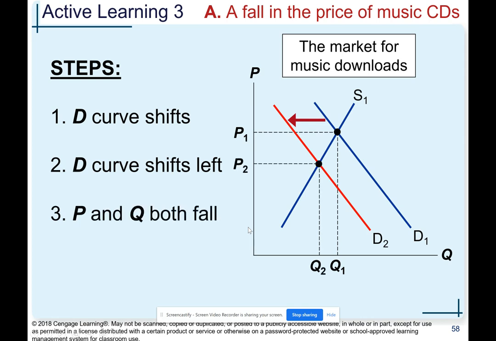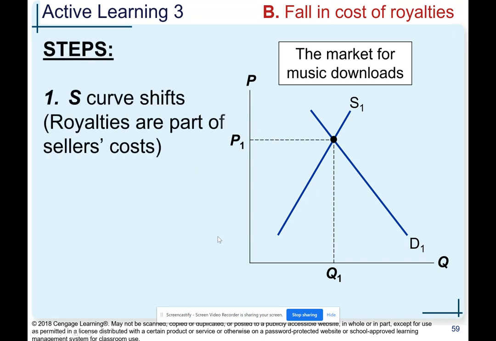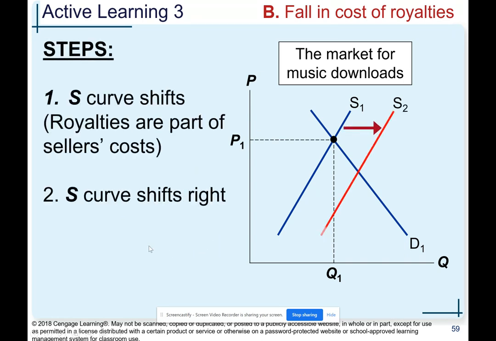Steps that we are going to examine for event A. Step 1, the demand curve shifts. Step 2, the demand curve shifts left. Step 3, price and quantity fall. Event B, a fall in the cost of royalties. Royalties are part of sellers' costs. Step 1, the supply curve shifts. Step 2, the supply curve shifts right. And step 3, price falls and quantity rises.